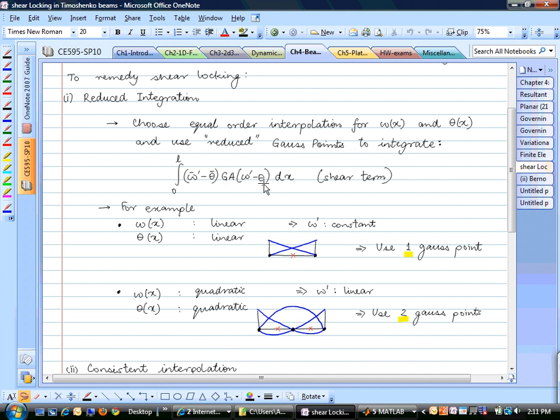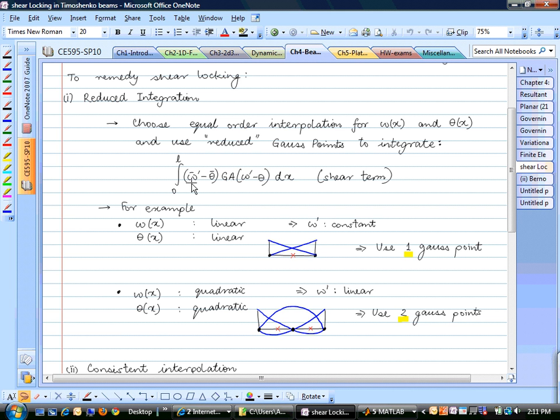Theta times theta would be order 4, and we would need 3 Gauss points to integrate it exactly, because 3 Gauss points would integrate up to order 5 exactly, right? 3 times 2 minus 1. But if we have a 4th order polynomial, we would need 3 Gauss points.